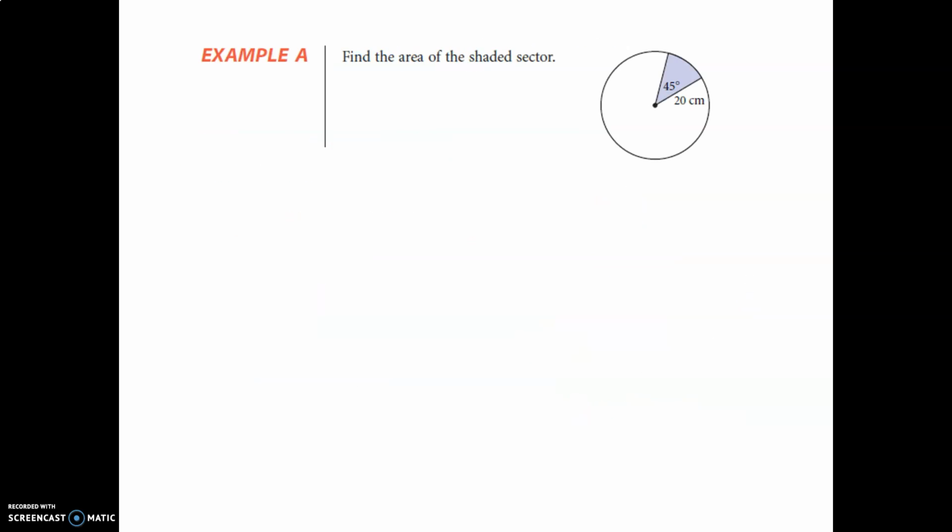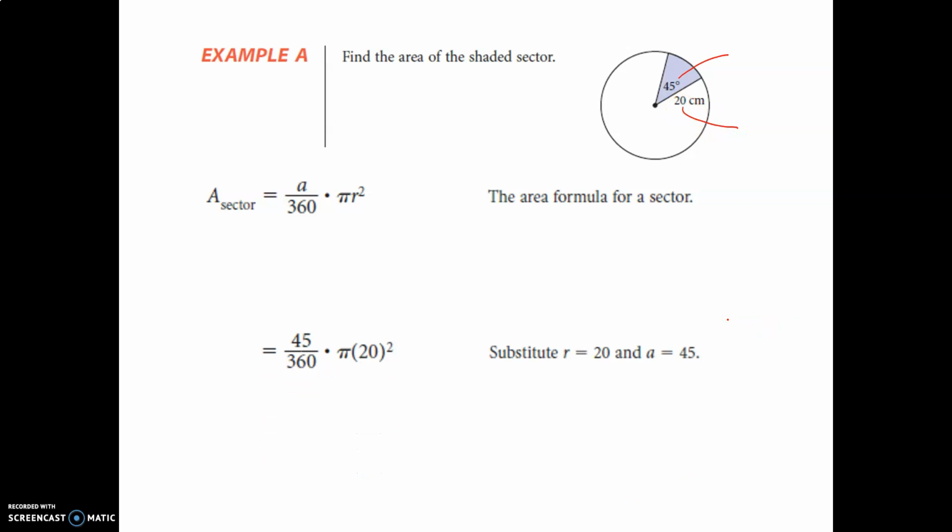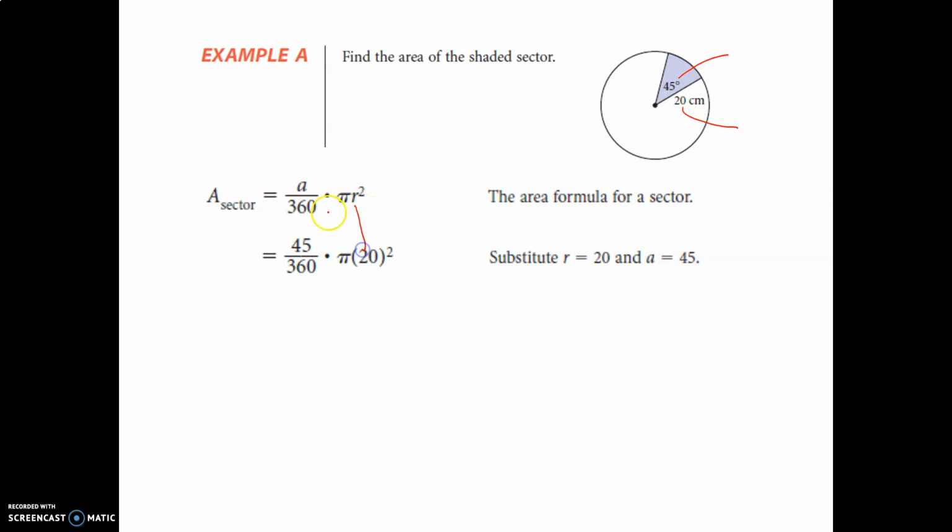Here's an example of using that. Find the area of this shaded sector. The first thing I do is write down the formula that I'm going to use. The area of a sector is the amount of degrees in the arc over 360 times pi r squared. Now, what do I know? I know that the degrees is 45, so that's my A, and I know that the radius is 20, that's my R. So I substitute in an R of 20 and an A of 45.